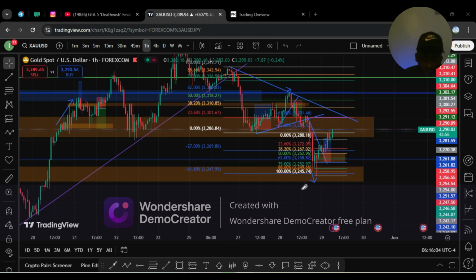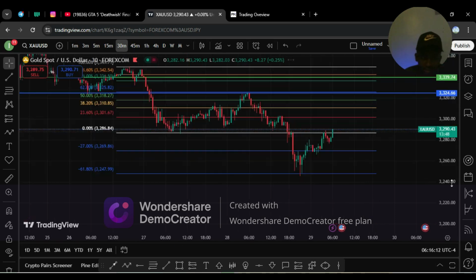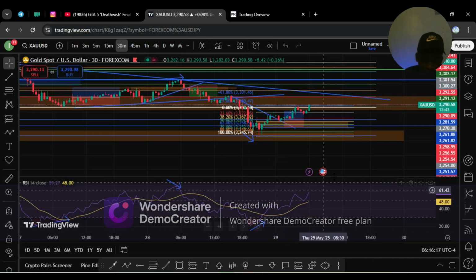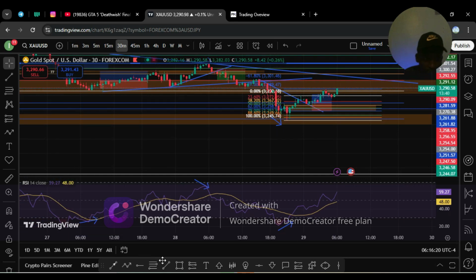Once I saw this, I waited for price to give me a better confirmation for that buys. Now let's go back to the 30 minutes time frame. On the 30 minutes time frame, guys, we have an RSI divergence. I don't know if you guys can see. Price is going down, and the RSI is going up. So that is another confirmation that price is reversing. I use the RSI divergence as a confirmation also, but it's not an entry confirmation, it's one of my confirmations for executing a trade.